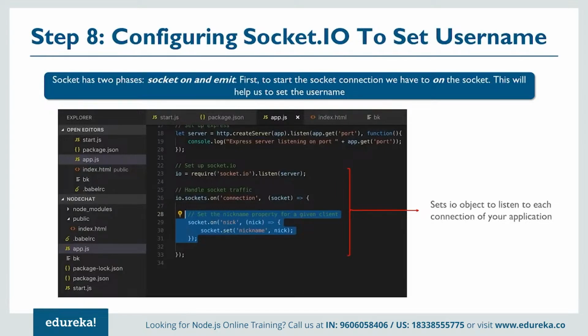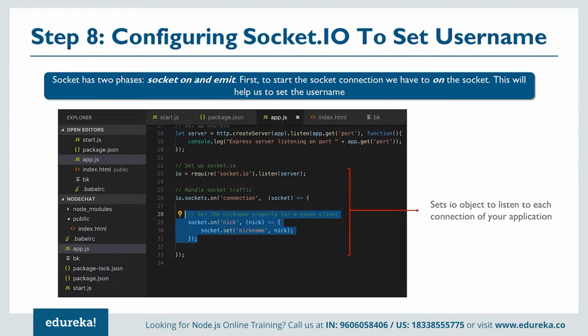Now let's start with the socket.io stuff. First on the server side, we already started the socket.io server. Now handle the socket traffic with io.sockets.on connection. Set the nickname property of a given client. This sets the IO object to listen to each connection to your application.